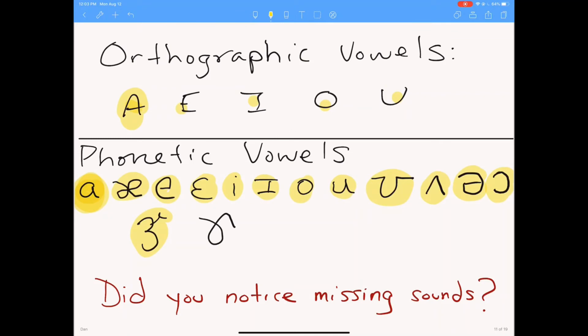This guy is an unstressed one. This is called a schwa. Notice it sounds just like schwa, which was the upside down E. Let me show you, in fact. So this is a schwa, and this is a schwar. But the quick way to write it is like that.